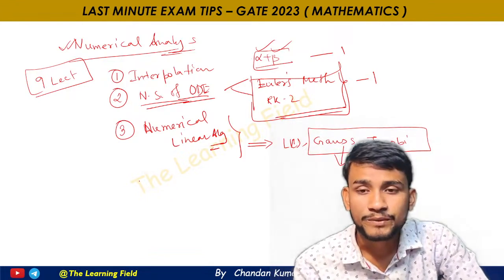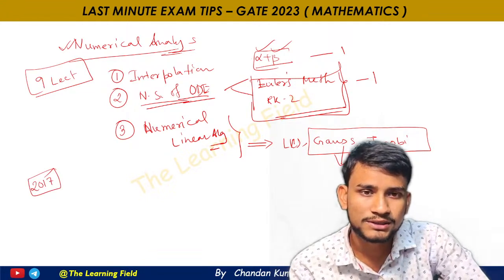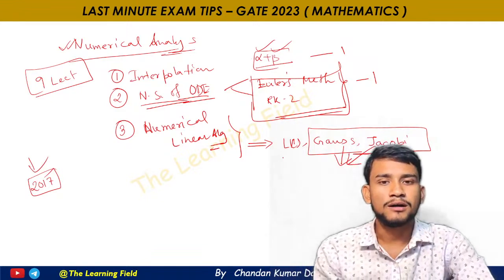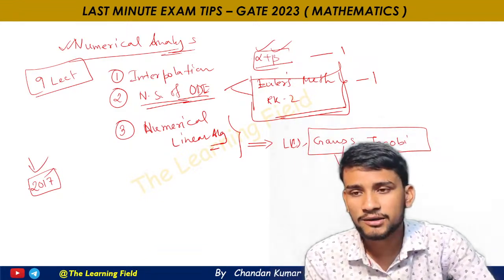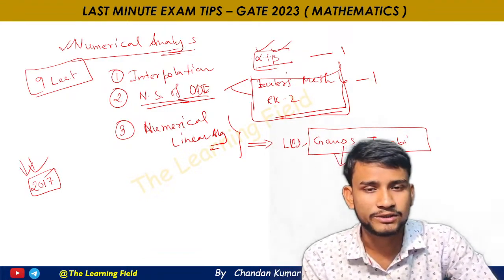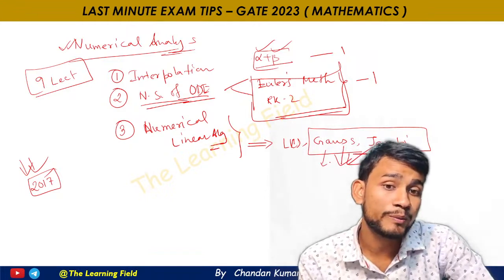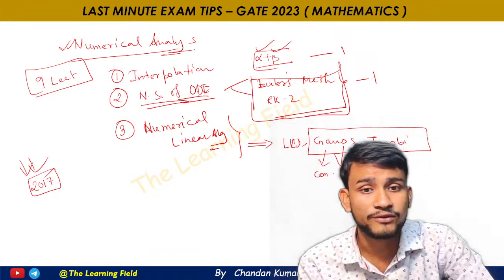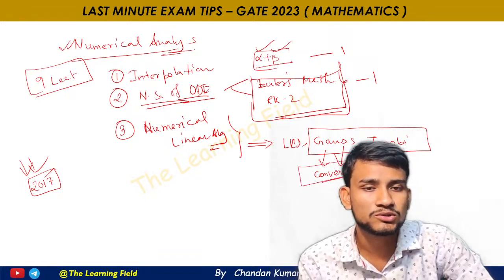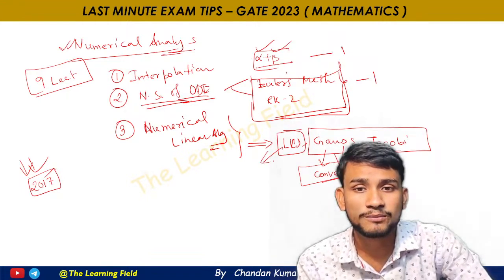You can see the GATE exam paper solutions of 2017. Here a question comes from the Jacobi iteration matrix, and I already solved this paper on my channel. You can definitely check it once. So see Jacobi iterations and the convergence of these two schemes. The convergence of these two schemes are very favorite questions, and LU decomposition is one of the very important topics.